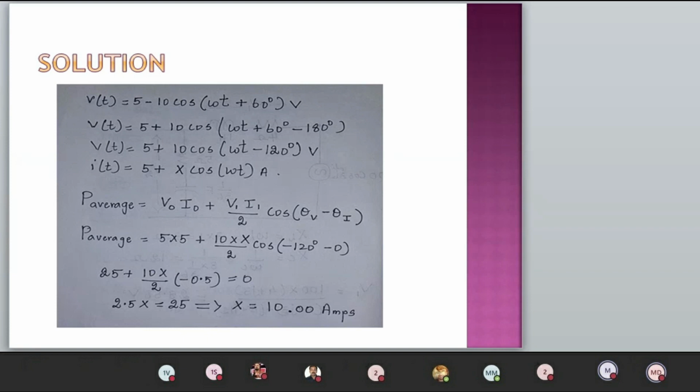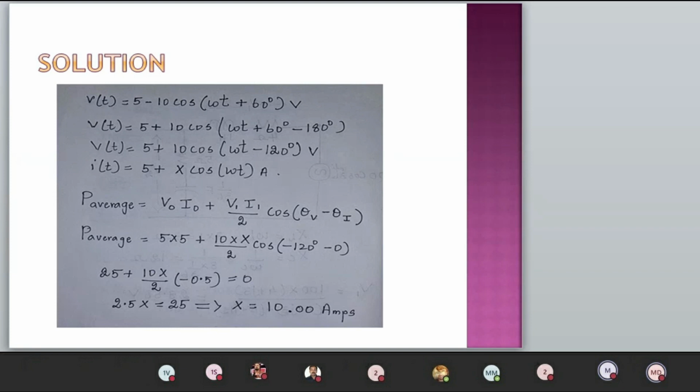5 into 5 plus V1 into I1. What is V1? 10. What is I1? That is what we are supposed to find, by 2, cos of the angle between voltage and current, which is minus 120 minus theta. And you already know that cos of minus theta is cos theta.